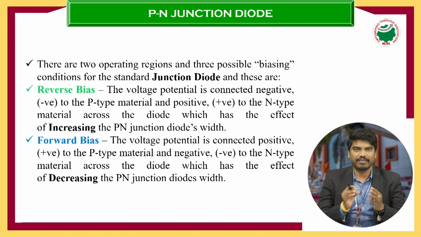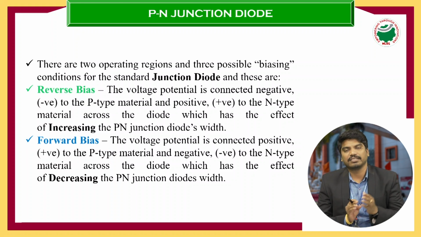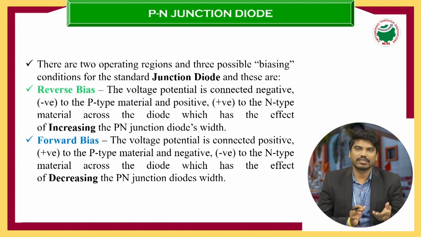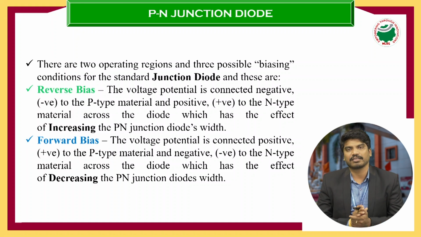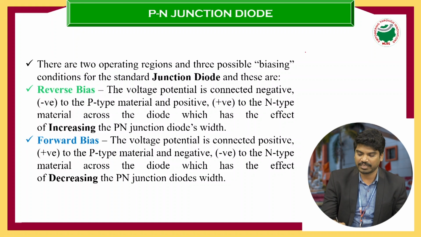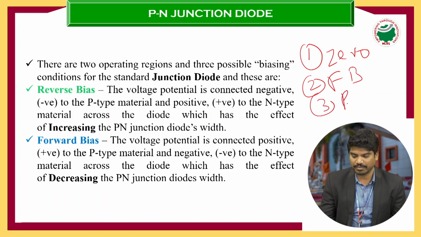I have a device, a PN junction diode. How do I connect this PN junction diode in a circuit? If I connect it in one bias, how does it work? If I connect it in another bias, how does it work? What are the different types of bias? There are three types of biases majorly. One is zero bias, second is forward bias, third is reverse bias.